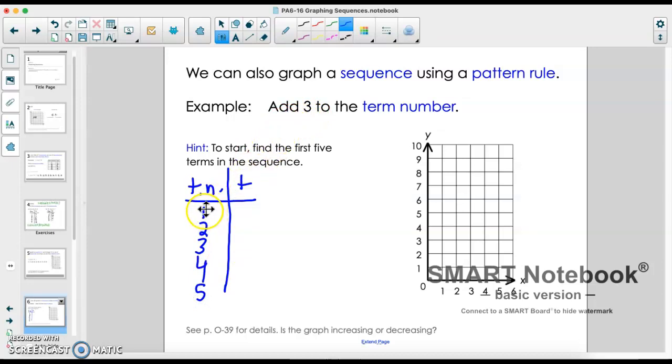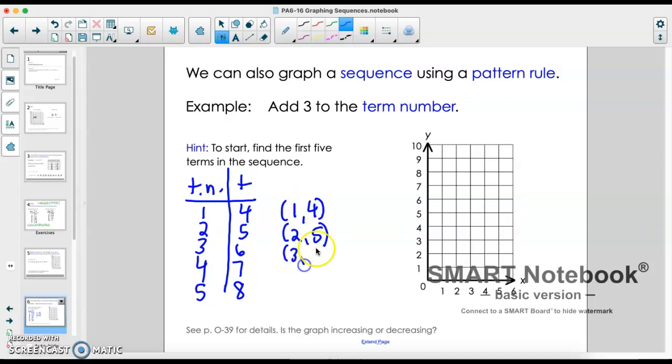And so what I can do is say, okay, term number plus 3 is 4. Term number plus 3 is 5. Term number plus 3 is 6. Term number plus 3 is 7. Term number plus 3 is 8. And so that is how we would generate a sequence using a pattern rule. And then we can create ordered pairs from these.